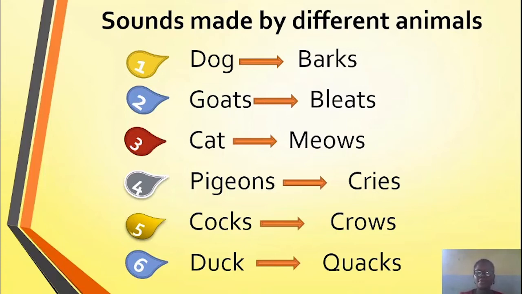Meow, meow. Then we have the pigeons, and the sound made by the pigeon is that it cries. Coo, coo, coo. Then we also have another one, which is the cock. The cock crows. I hope you're listening to the sound of the cock. This is how the cock crows. Crow, crow, crow. I hope you heard me. I was listening to know whether you can perform most of these sounds made by these animals. Okay, let's continue. Then we have the duck. The duck quacks.